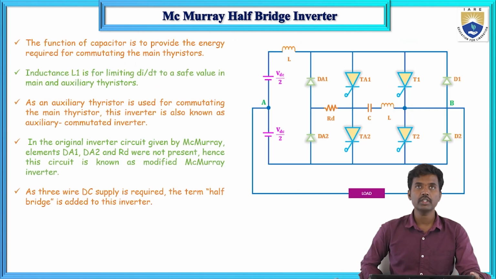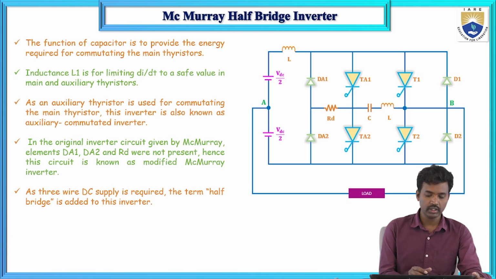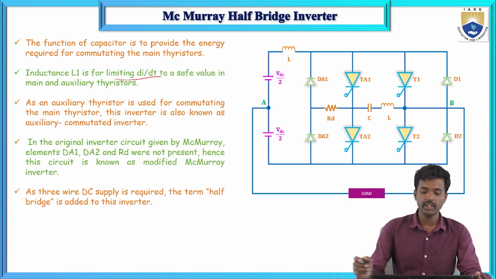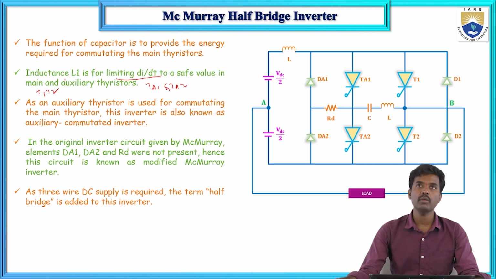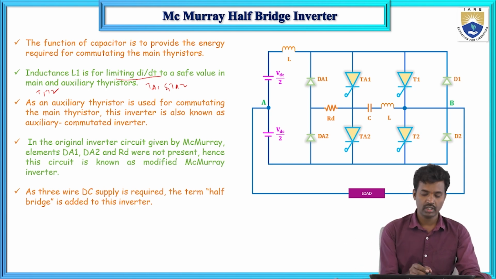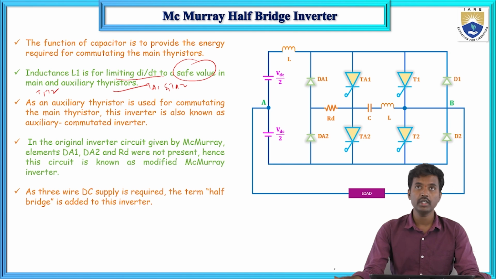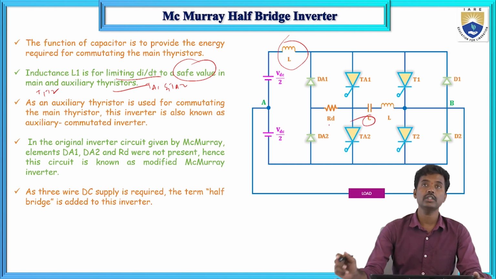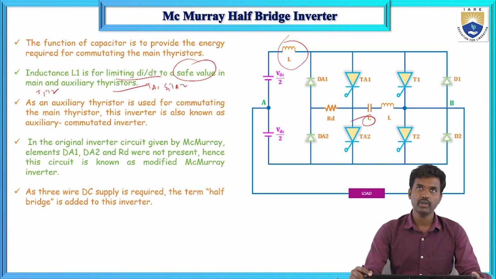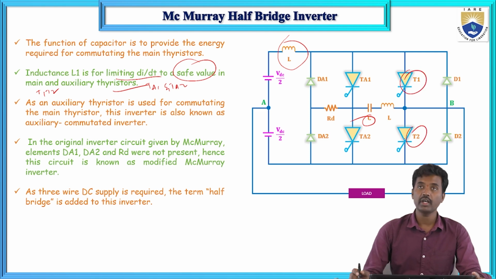What is the main purpose of the inductor? The main purpose of the inductor is to limit the di/dt to safe values in the auxiliary thyristors and main thyristors. What are the auxiliary thyristors? TA1 and TA2. And what are the main thyristors? T1 and T2. So L is used for di/dt limitation. And next, the function of the capacitor is to provide the energy required for turning off the main thyristors T1 and T2.